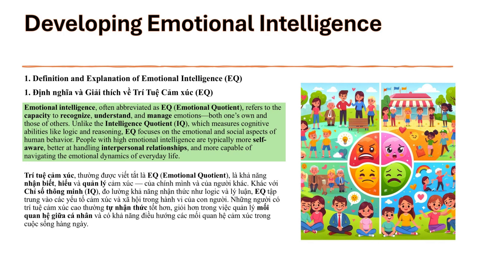Unlike the intelligence quotient, IQ, which measures cognitive abilities like logic and reasoning, EQ focuses on the emotional and social aspects of human behavior. People with high emotional intelligence are typically more self-aware, better at handling interpersonal relationships, and more capable of navigating the emotional dynamics of everyday life.